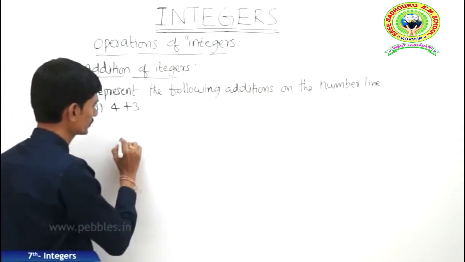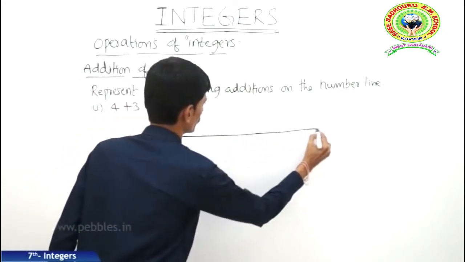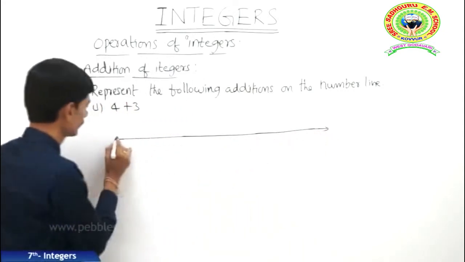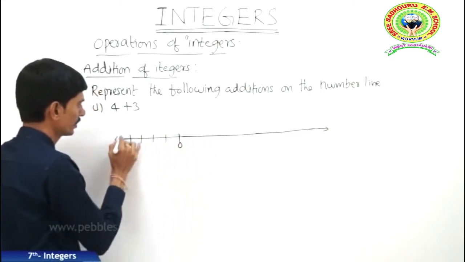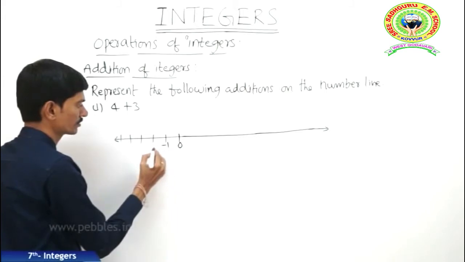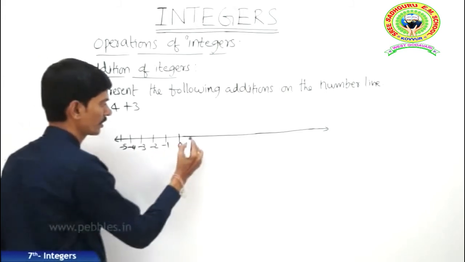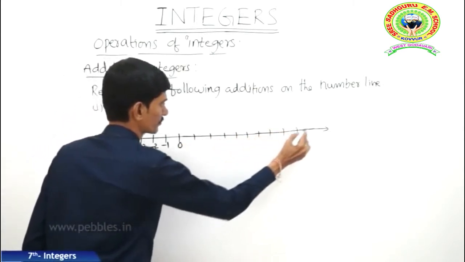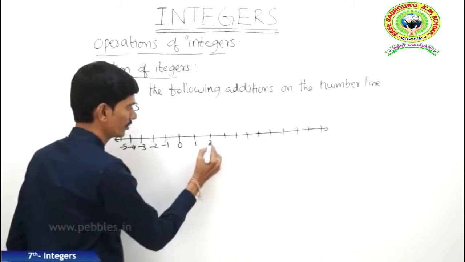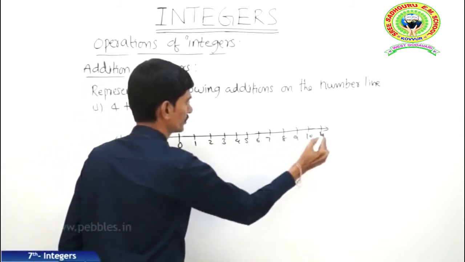So as we have discussed just before, first let us draw the number line, and on the number line we will take 0, then left side to 0 we take negative integers as minus 1, minus 2, minus 3, minus 4, minus 5, and right side to 0 we take positive integers 1, 2, 3, 4, 5, 6, 7, 8, 9, 10, 11.